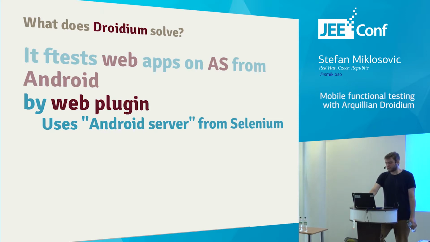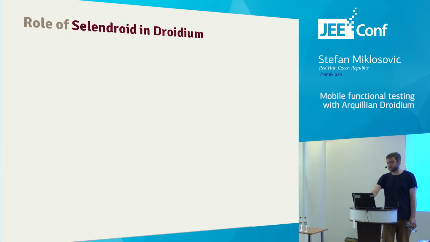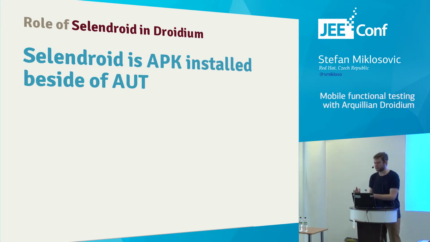In case of native testing, it is done by the native plugin, and it uses the Selendroid server from the Selendroid project. Selendroid is a really nice project. What does it actually do? Selendroid is an APK which is installed beside the application you are testing.